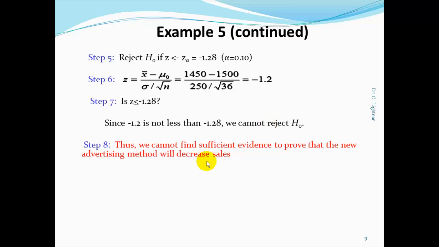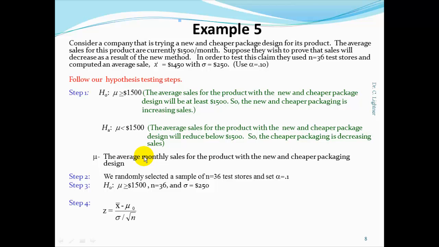In step 8, we have to write this in layman's terms. The fact that we could not reject our null hypothesis means that we have not found sufficient evidence to prove that the alternative is true, or we have not found sufficient evidence to prove that the average sales for the product with the new and cheaper package design will indeed reduce the sales below $1,500.